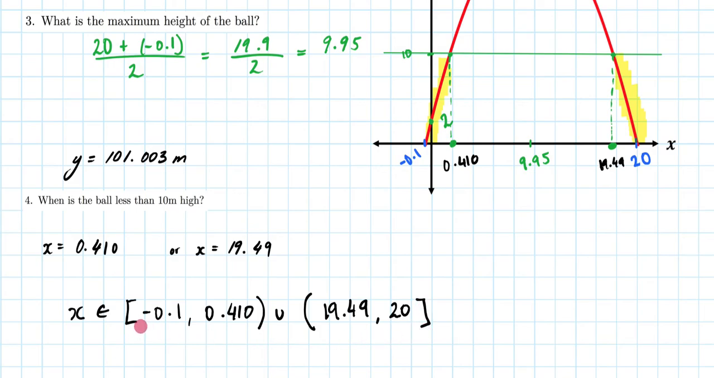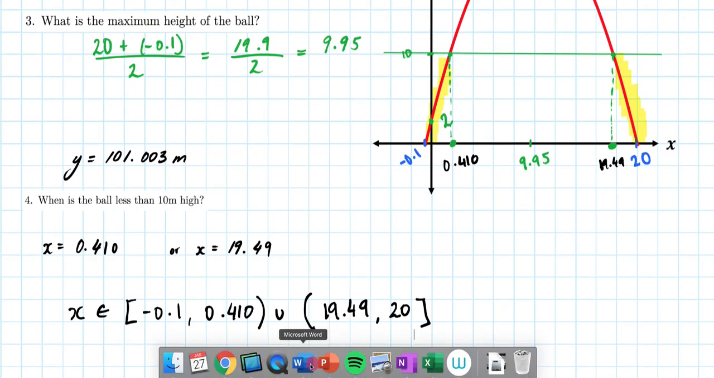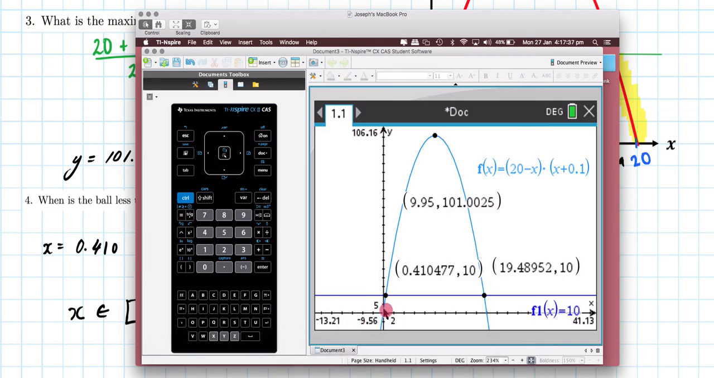So remember, square brackets, because I'm including this negative 0.1 and I'm including 20, but because it says less than, not less than or equal to, it is going to be open brackets here. So that's how I solved it. That's just one way about going about it using your CAS, putting a line in.